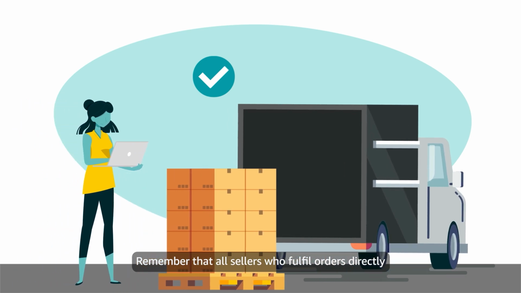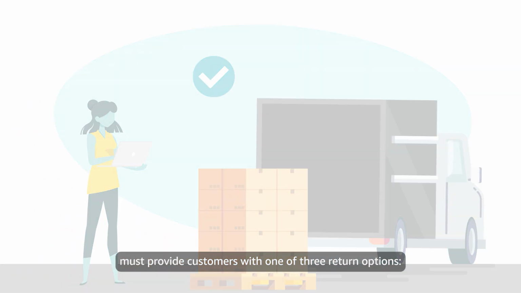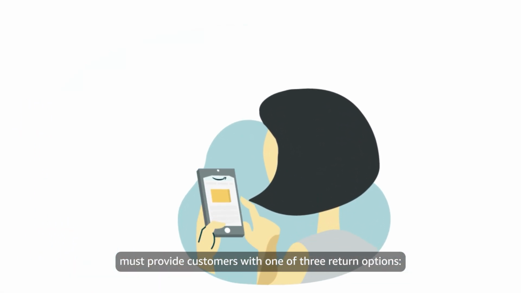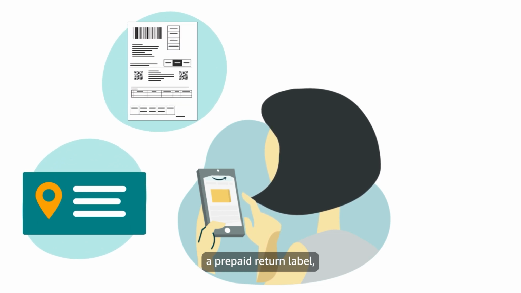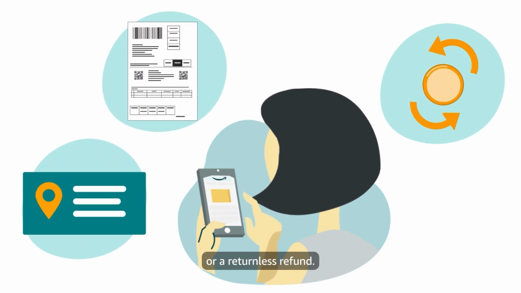Remember that all sellers who fulfill orders directly must provide customers with one of 3 return options: a domestic return address, a prepaid return label, or a returnless refund.